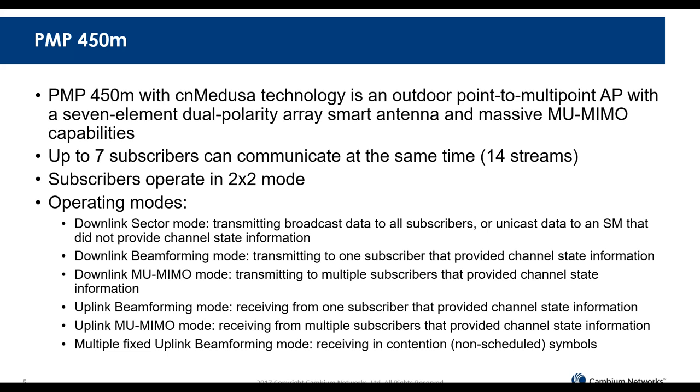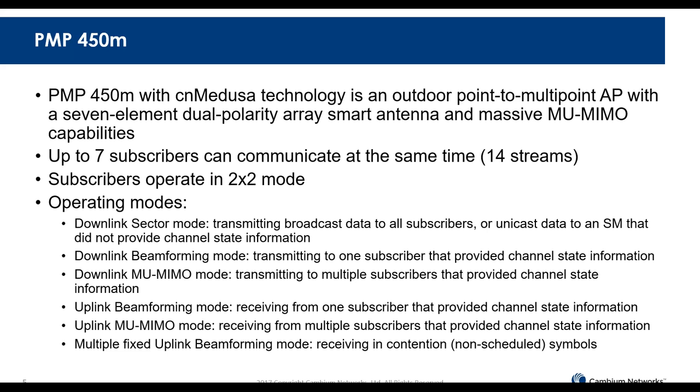This is used if the data is intended for all the subscribers, like broadcast data, or if the subscriber did not provide channel state information. If the subscriber didn't complete the sounding process, for example, this is an older subscriber that does not support sounding, then the access point doesn't know where the subscriber is and cannot point the beam in the direction of the subscriber. So the only solution is to, again, broadcast the data, meaning sending the data in the whole sector to make sure that the subscriber can receive it.